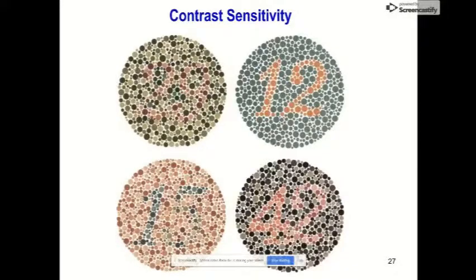Again, when you observe these four pictures, you can't really see what the number is inside. On the right-hand side, you can clearly see 12 and 42 inside the circle, but on the left side, the color contrast is almost similar, and they are not using contrast colors. That's why you are not able to see the numbers 29 and 15 clearly.